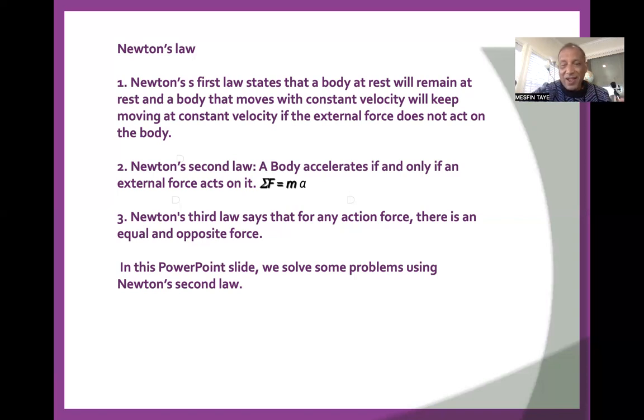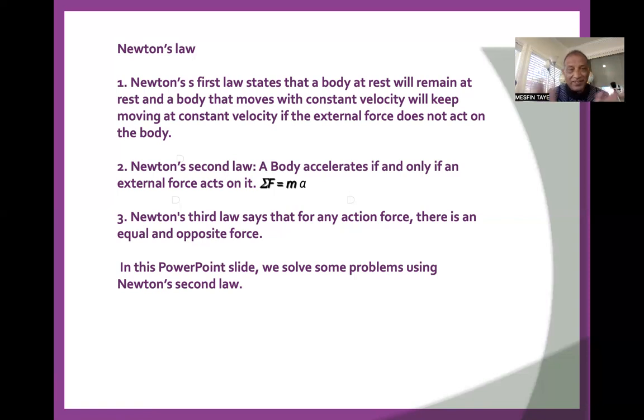Right now I'm sitting on my chair, I'm applying a force on my chair, and the chair is applying a force on me in the opposite direction. That's why I'm not falling down. My sitting on the chair is the action force, and the normal force I get from the chair is the opposite force. So Newton's third law says that for any action force there is an equal and opposite force. Now, we're going to use Newton's laws in today's lecture to solve a given problem.